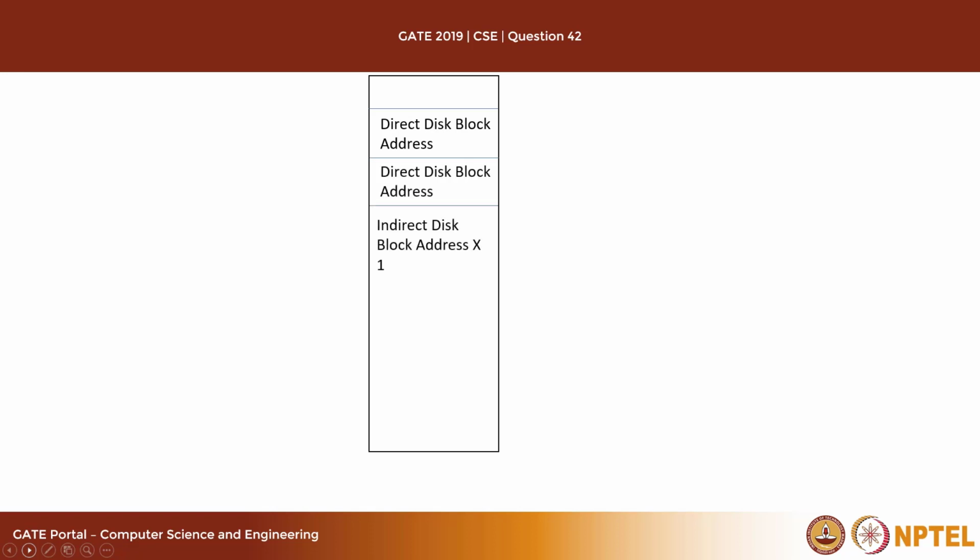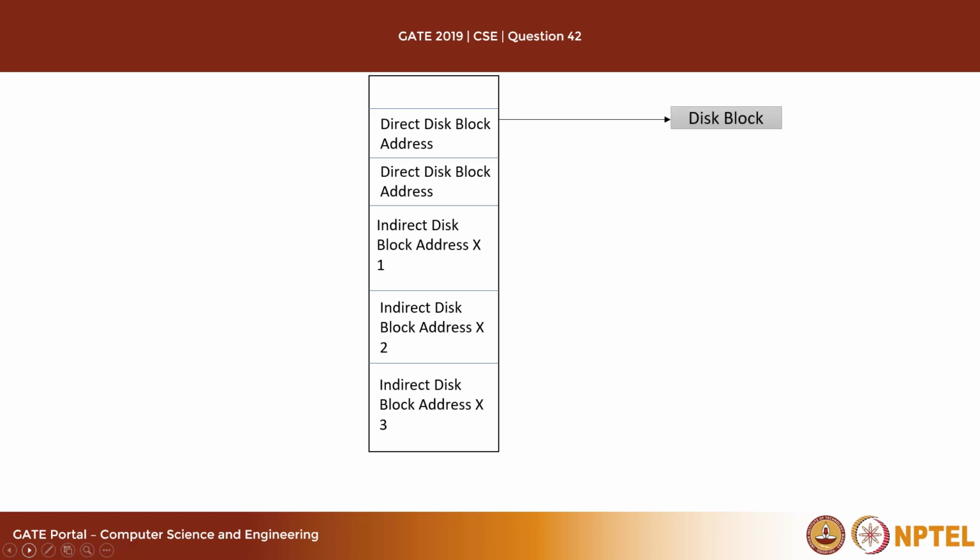Second, it contains indirect disk block address 1, which is like a single pointer which points to a disk block, and that disk block contains the addresses of disk blocks. The second is indirect disk block address 2, which is like a double pointer which has the address of an indirect disk block, which is a pointer to a direct disk block, which again contains addresses of certain disk blocks. And the list may continue up to 3, up to n. So this is just the structure so that you can understand the inode structure.